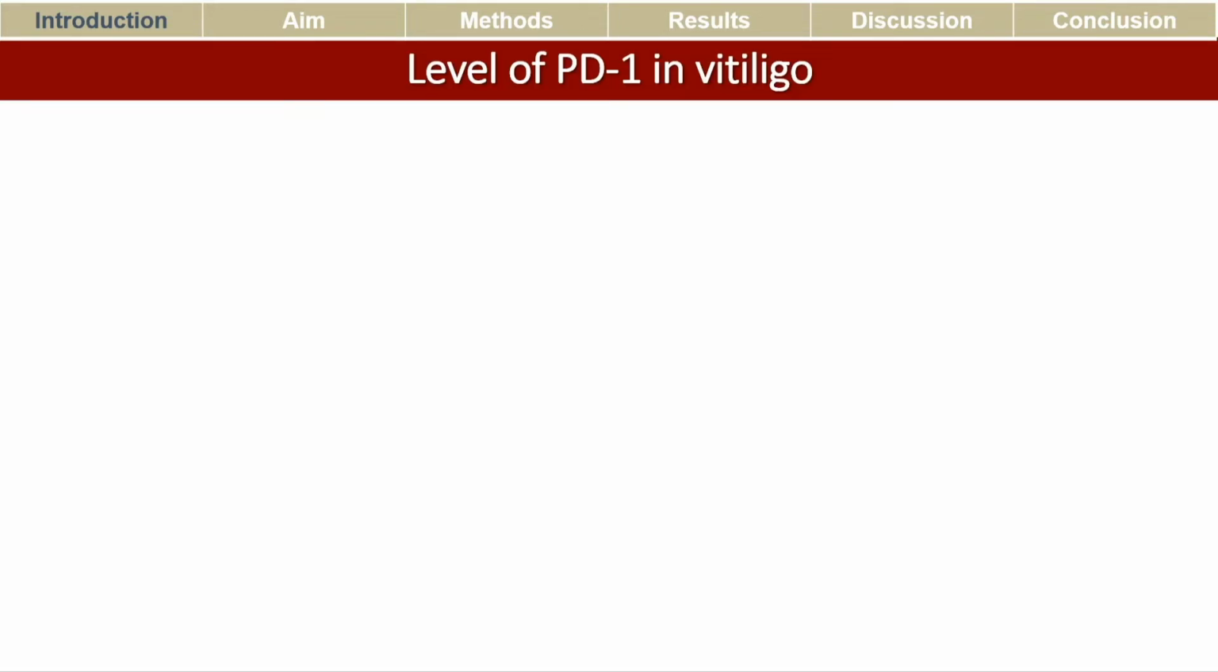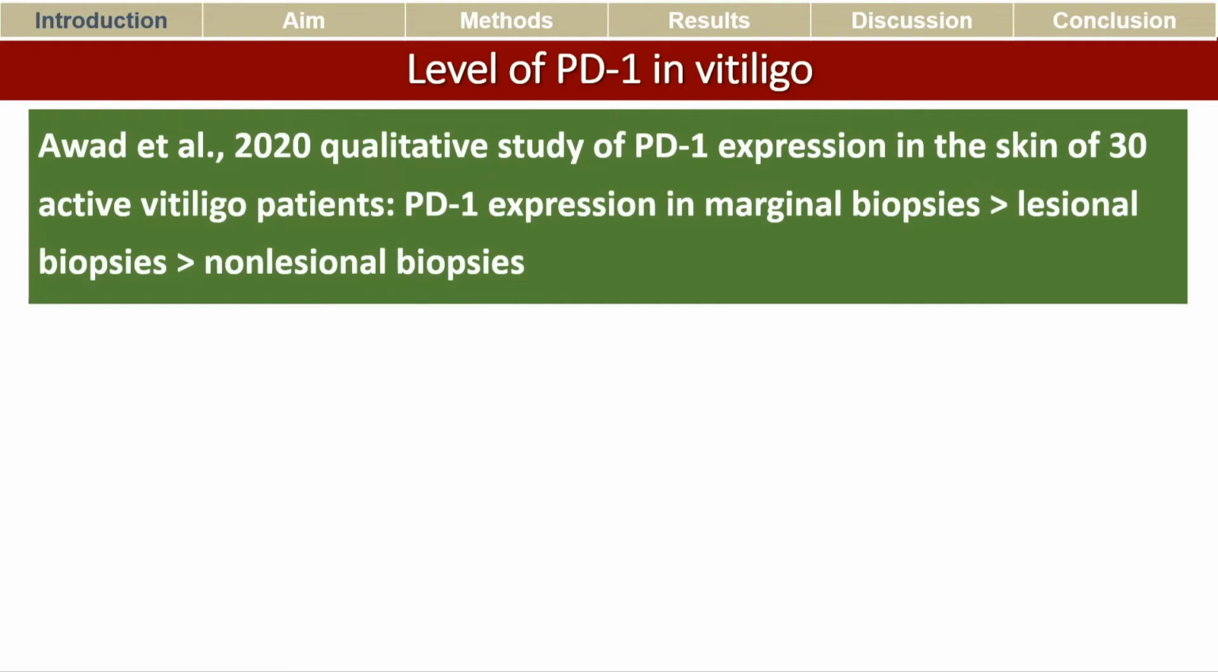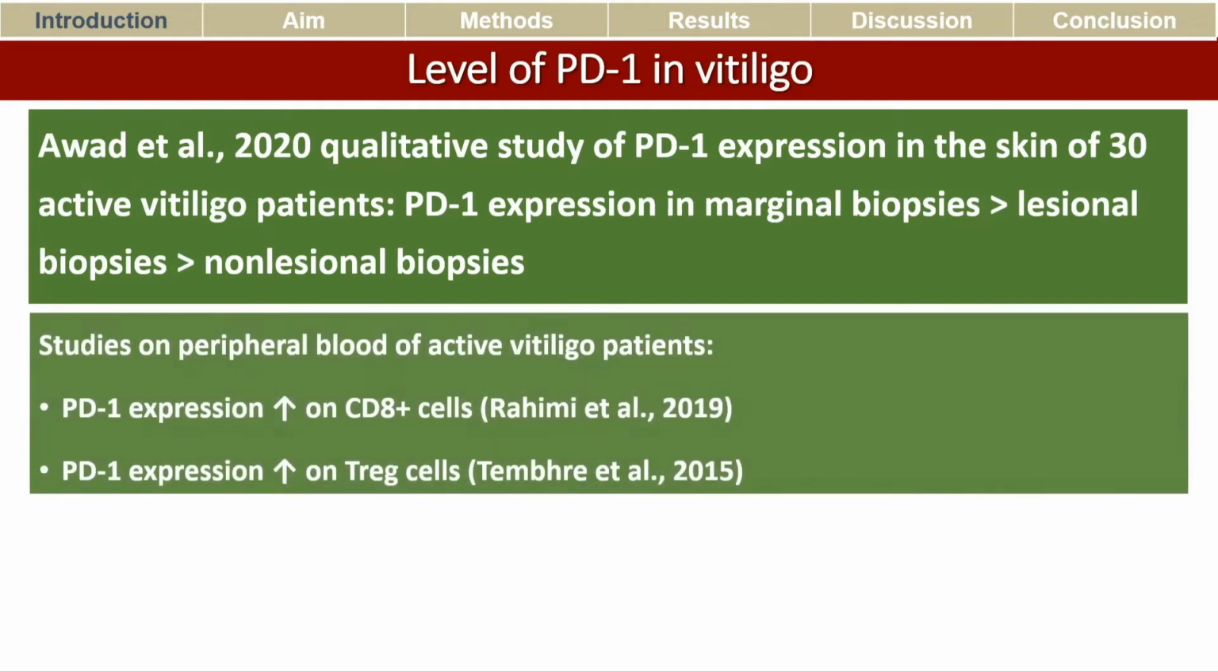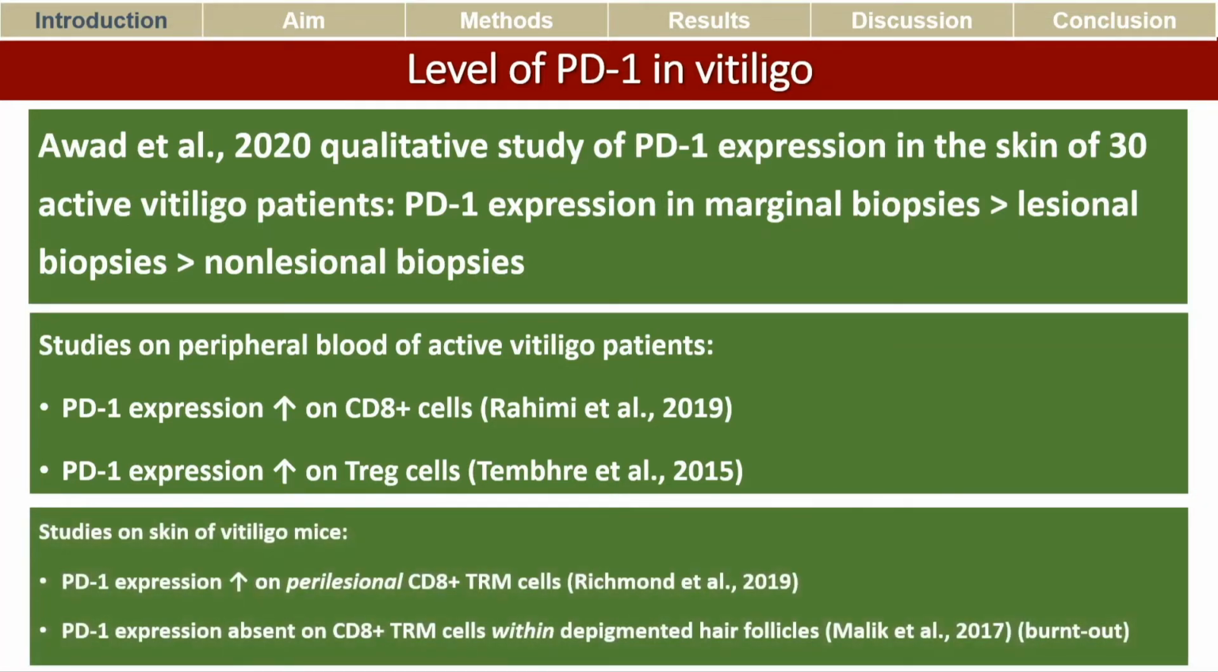Several studies were conducted on PD-1 expression in vitiligo. Ahmed et al. conducted a qualitative study of PD-1 expression in the skin of 30 active vitiligo patients. They found that PD-1 expression in the marginal biopsies was more than that in the lesional biopsies, and that was even more than in the non-lesional biopsies. Studies on peripheral blood of active vitiligo patients showed increased PD-1 expression on both CD8 cells and on Tregs. Studies on skin of vitiligo mice showed increased PD-1 expression on perilesional CD8 positive T resident memory cells, but that was absent in those cells within the depigmented hair follicles. That could be due to the burning out of the lesion.